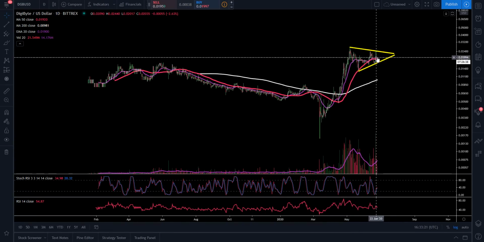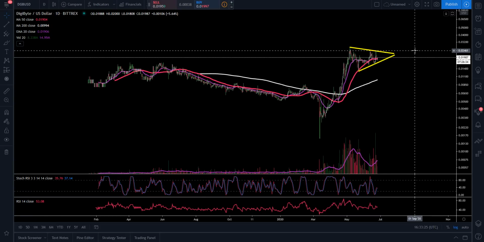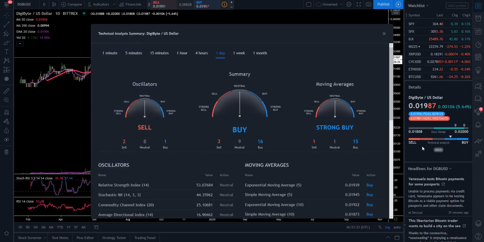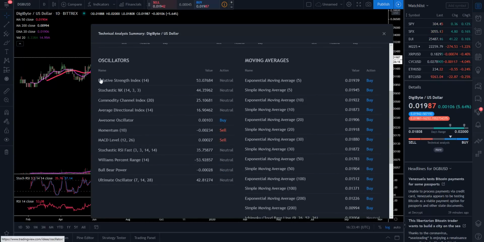We want to stay up above that, keep it as support, so we can start breaking up through some of these higher areas and see if we can get up above 0.02461. That is what I'm going to be looking at there. Now, in terms of TradingView, we have 3 sell, 9 neutral, and 16 buy. Where we're getting our buy is on our moving averages. We're a lot more neutral in our oscillators. We're having a sell for the momentum and a sell for the MACD. The Awesome Oscillator is throwing a buy right now.